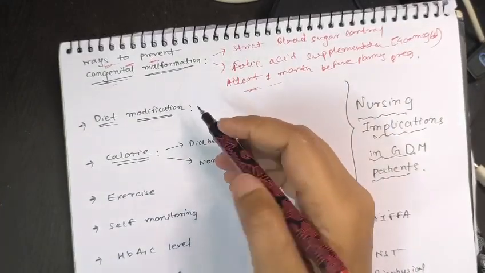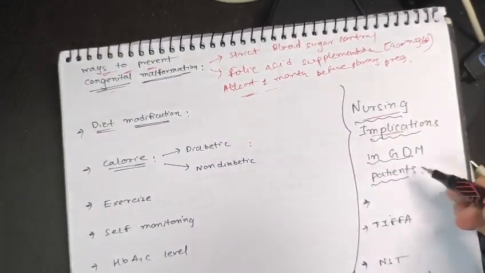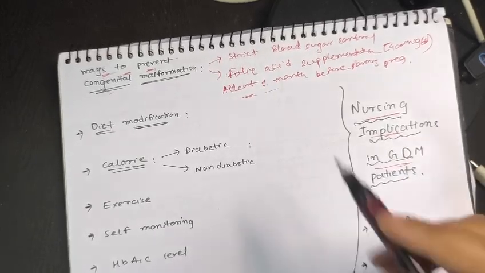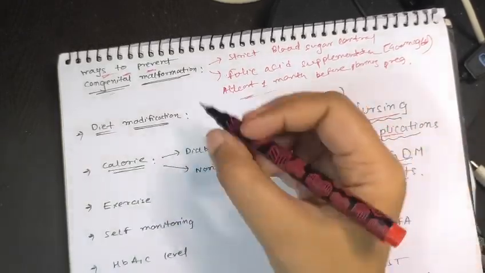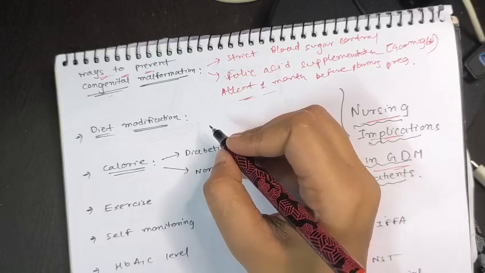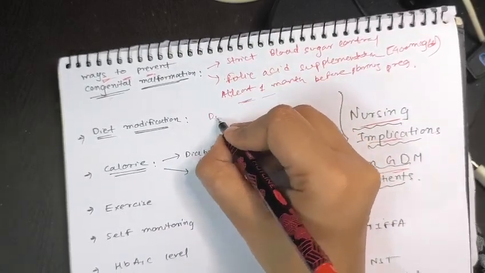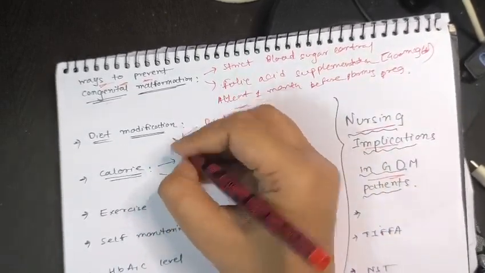Okay, now come to diet modification. There are some nursing implications in gestational diabetes mellitus patients. So as a nurse, what will you advise her? You will obviously advise her to focus on her diet. So her diet will be comprised of what?